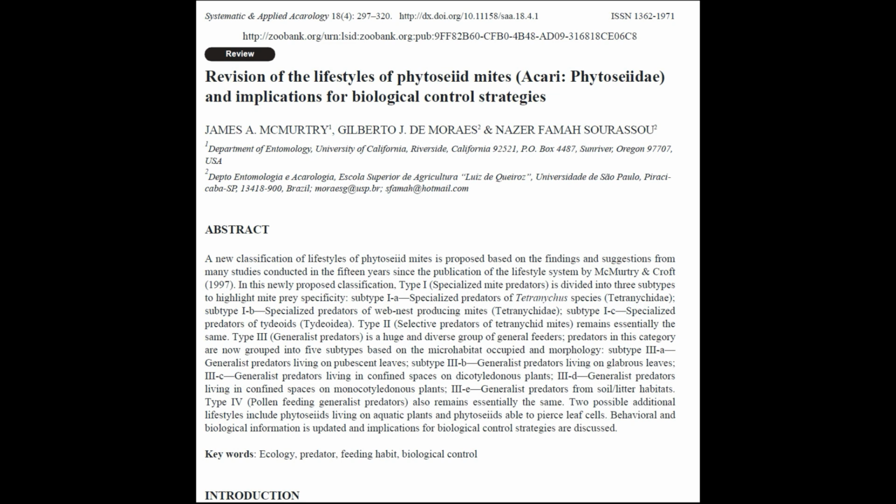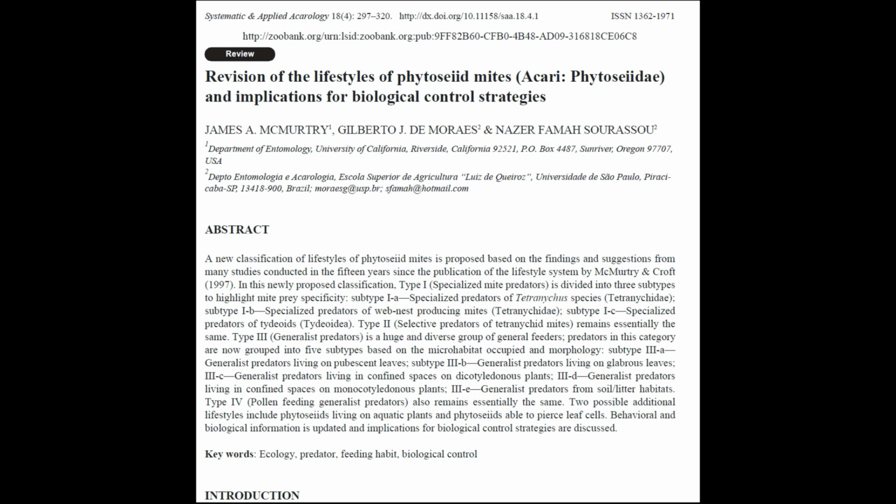Type 1A, specialized predators of Tetranychus species. Subtype 1B, specialized predators of web nest producing mites. Subtype 1C, specialized predators of tydeoids, and that's all the subtypes for Type 1. Type 1A, 1B, and 1C. And they're all specialized for mites. They don't eat anything else but mites, and these mites eat plant material.